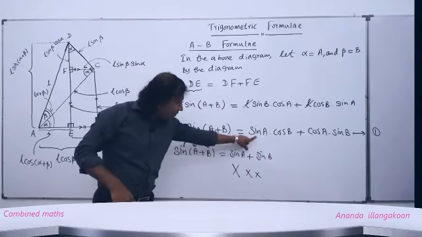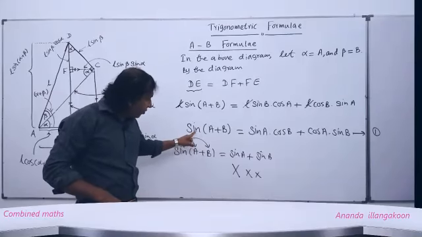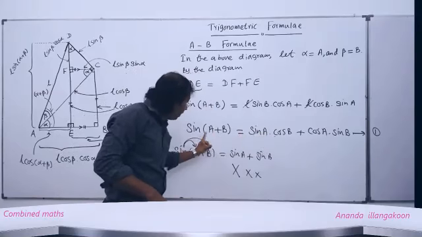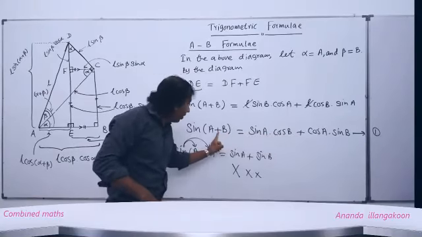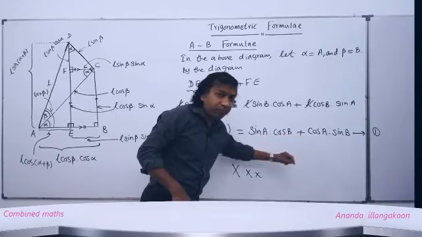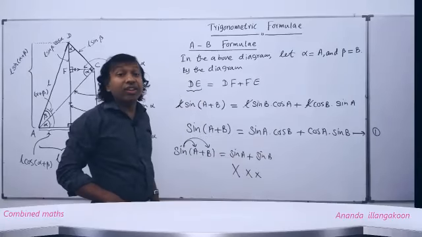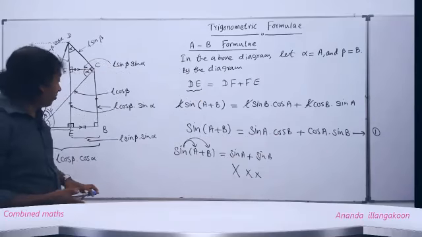This is sin A plus B. What do you get? First sin, then cos. Sin A cos B plus cos A sin B. That is how we write. That is the very first formula. Another one more we take, people.